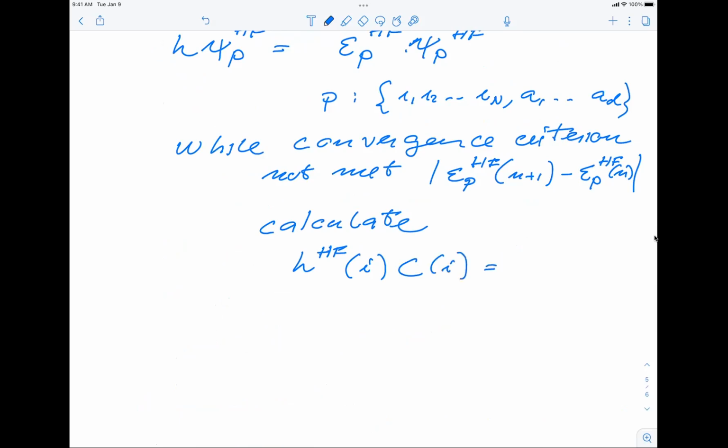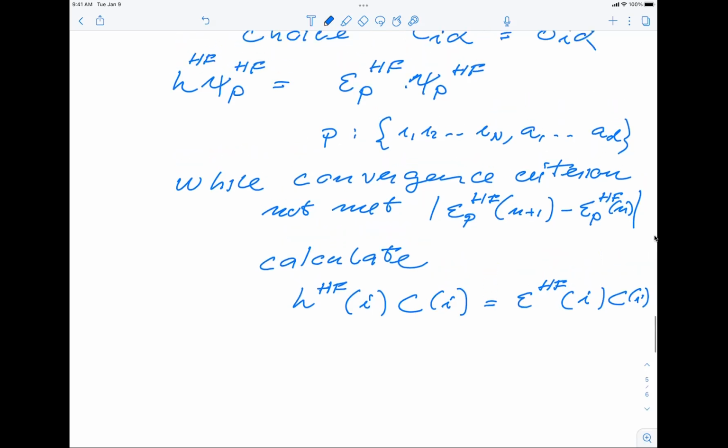And this is equal to epsilon Hartree-Fock, and then I skipped the subindex P. And this is for iteration I, multiplied with the C of I. And then you obtain new eigenvalues and new eigenvectors. Oh, sorry, I was a little bit rushed. That was a little bit too fast here.